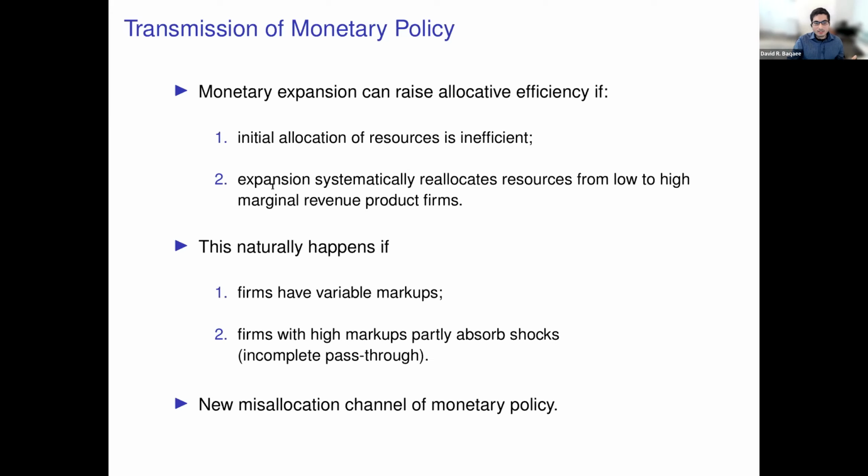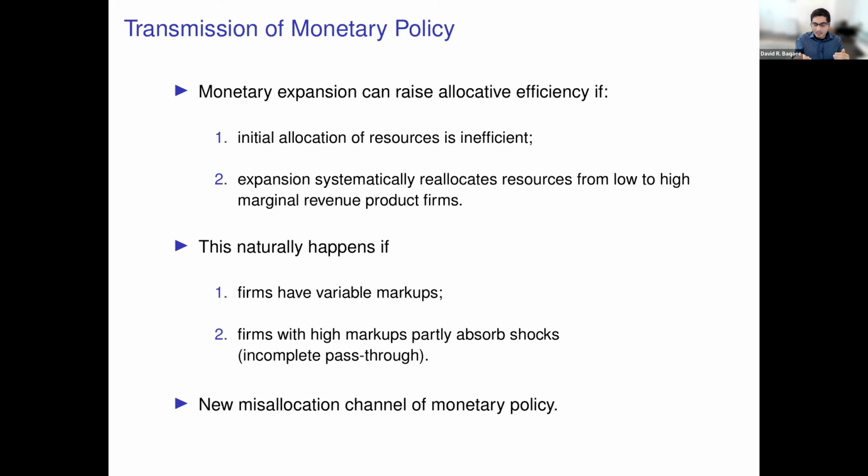The second condition is satisfied by the fact that it turns out in the data that firms with high markups tend to absorb cost shocks into their markups and not pass it into their prices. This is called incompleteness of pass-through, and it co-varies with the level of the markup. So if you are selling a very expensive product that has a very high markup, a very fancy product, and your marginal cost changes, you're less likely to pass that into your price than if you're a guy selling a $2 chuck or something very cheap, where when the cost changes, you immediately pass it into your price.